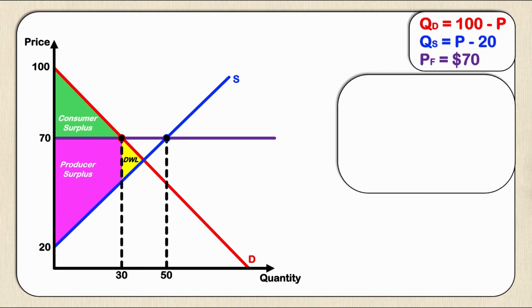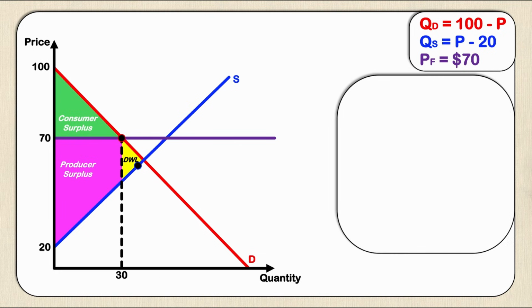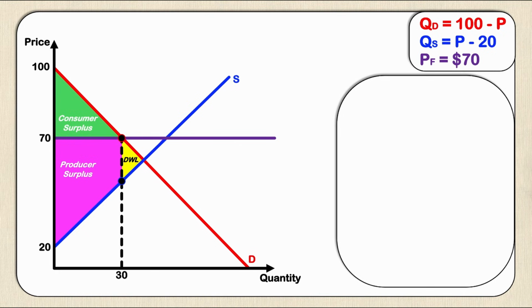Now, in this scenario of disequilibrium, which is any point where you're not in equilibrium, and in this case, clearly we're not, the lesser of the two values will be traded. So in this case, quantity demanded is less than quantity supplied. So even though there are 20 extra units available, they won't be purchased because demand is too low. So the quantity traded in the market will be 30 in this case. And so let's take a look at the new consumer and producer surplus values.